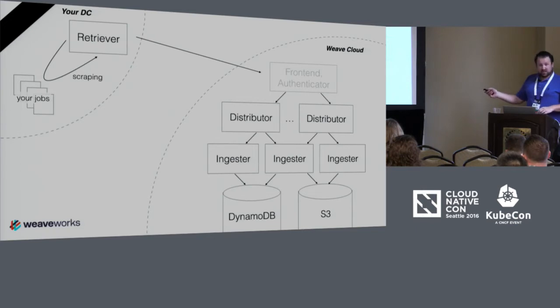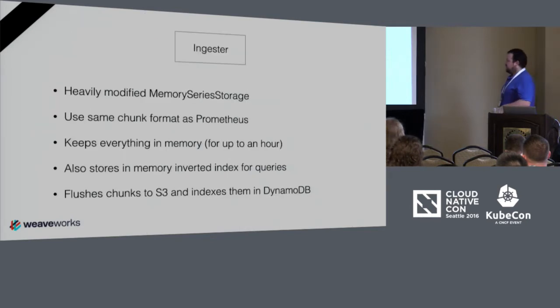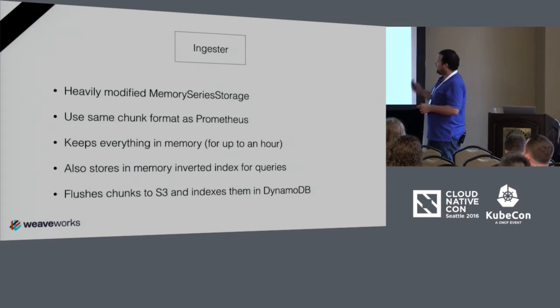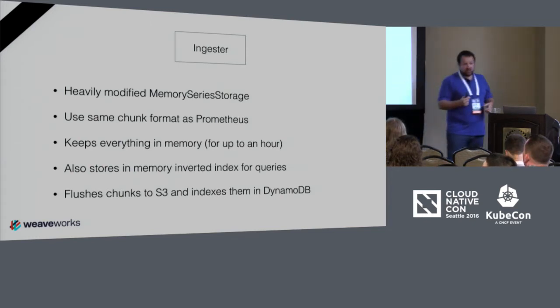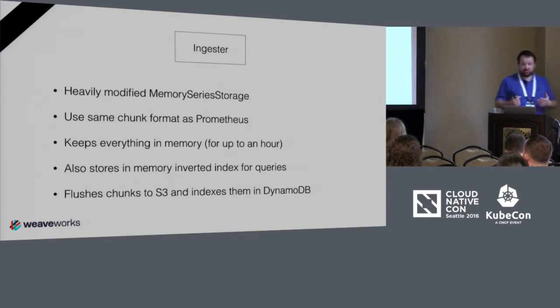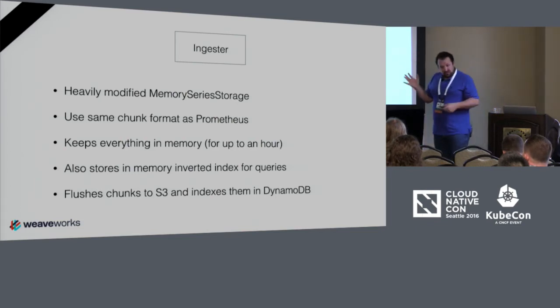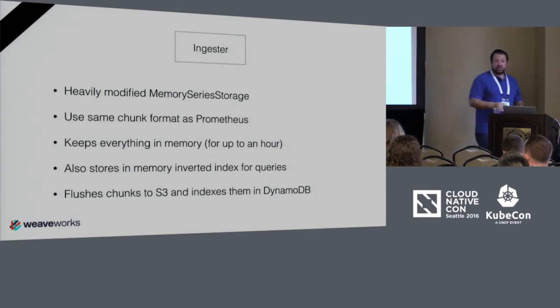The ingesters, on the other hand, we're running 6 now, I think, because these are the ones doing the real heavy lifting, and the chunking scheme is really kind of the key. Anyway, the ingester started off life as a heavily modified version of Prometheus, and we would push data to it. I'm not going to get into a push versus pull debate here, but we were pushing data to it. It would then effectively use the memory series storage code from within Prometheus to chunk this up. It used exactly the same chunking scheme as Prometheus.